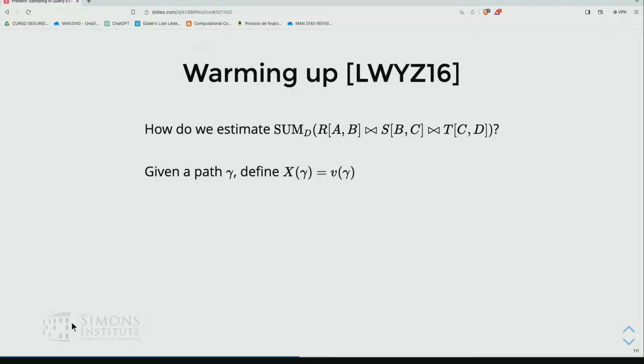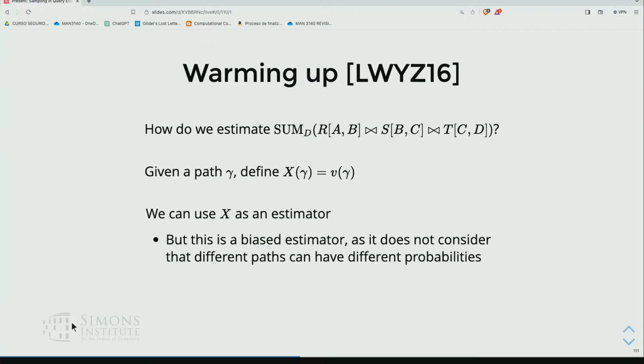You can think about the random variable assigned to a path. I'm going to use this notation gamma here, this value of gamma. This was the value of the tuple in column D when you have a complete path, and when you have a partial path, where I cannot go through all the relations, it actually has value 0. So then you could use X as an estimator of the value that we're trying to compute, but this is a biased estimator, right? Because we don't consider that different paths can have different probabilities, and they can have quite different probabilities.